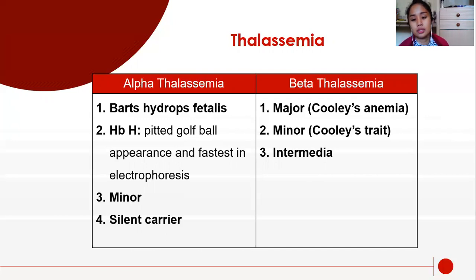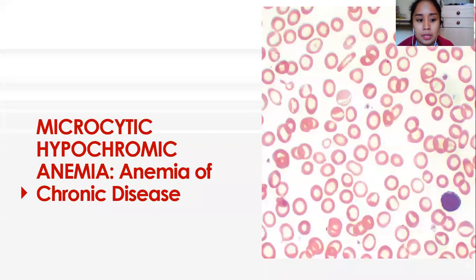So, major Cooley's anemia can lead to hemolytic anemia. In your notes, I think there is a mongoloid appearance. Maybe that's the bossing of the maxilla or chipmunk appearance. Yan, Cooley's anemia.